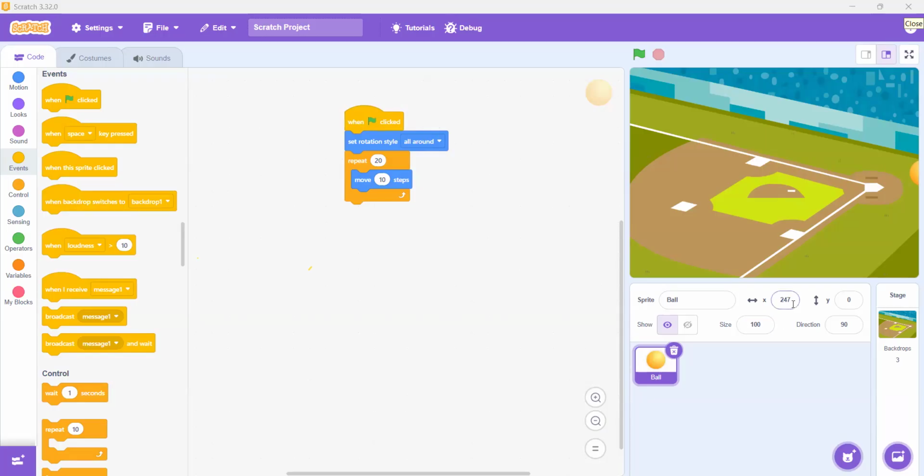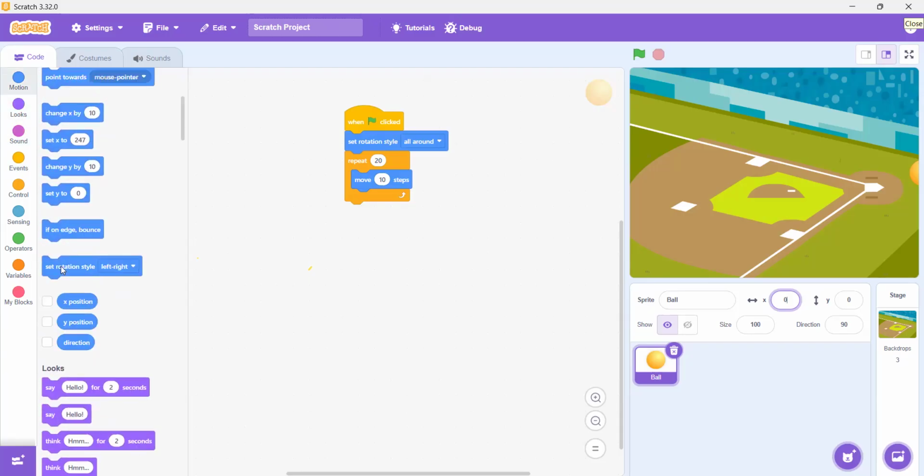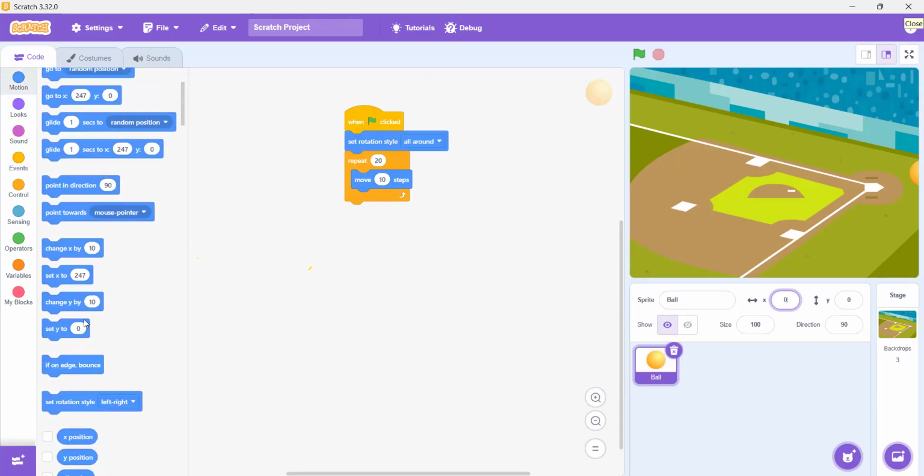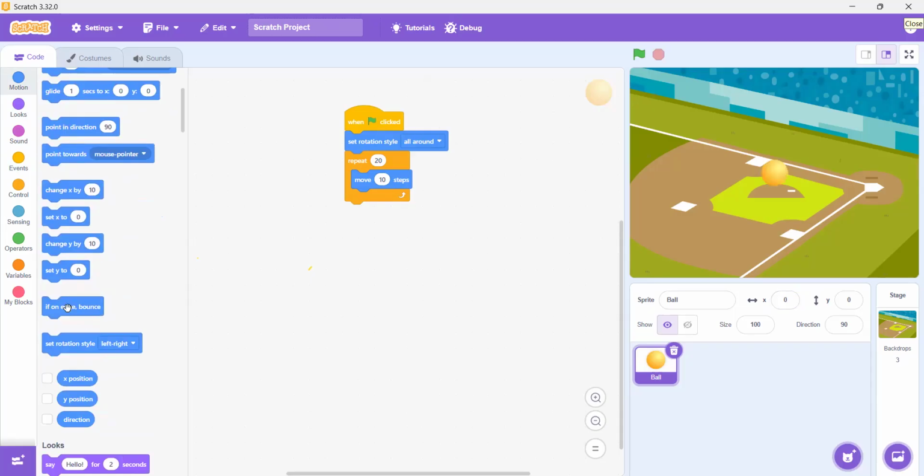We bring back to 0, 0. Okay. And I will change. Okay. We'll see that later. Now we go back to motion. And you will find if on edge, bounce. If on edge, bounce. Now see the fun. Can you see the fun? See how it is turning back and going back? Okay. Yes. Let it be.